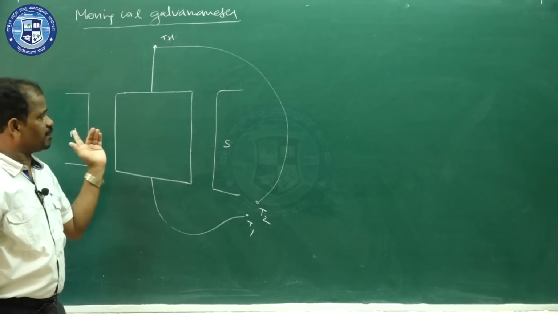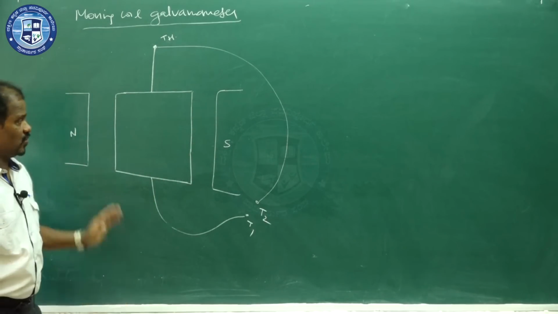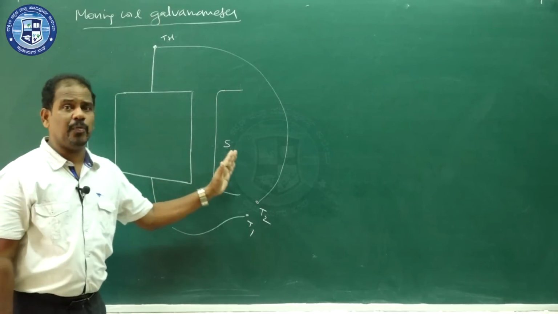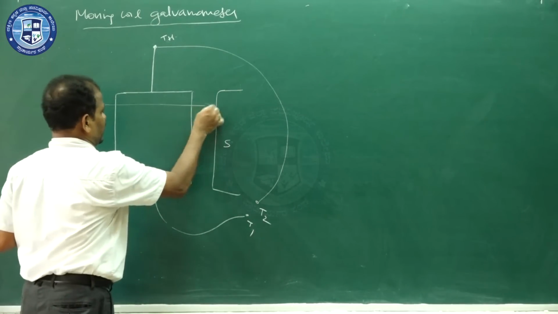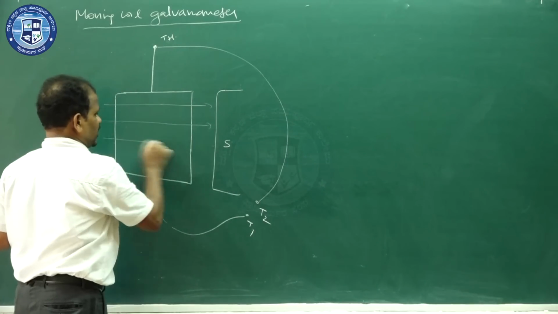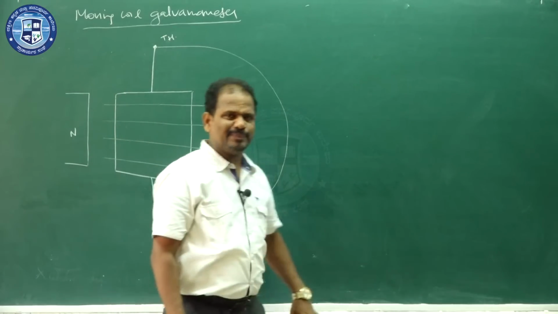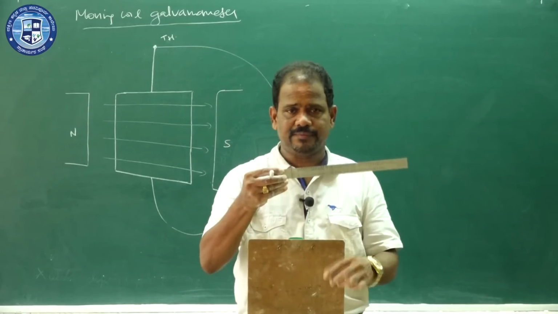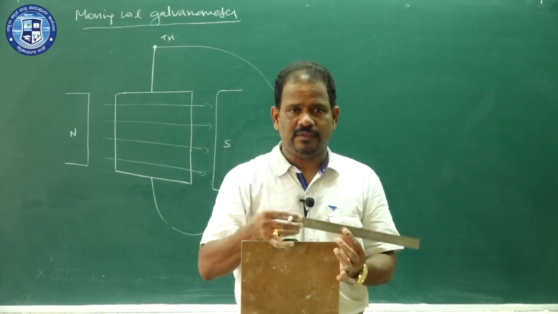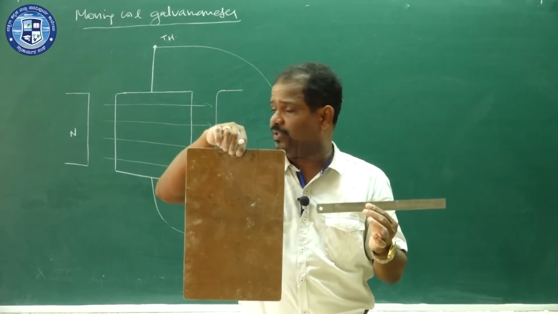The coil is suspended between the two magnetic pole pieces. This is the north pole, this is the south pole. Therefore, in between the two magnetic pole pieces, there is a magnetic field. So this is the direction of the magnetic field. This is the coil. Just see the picture here.